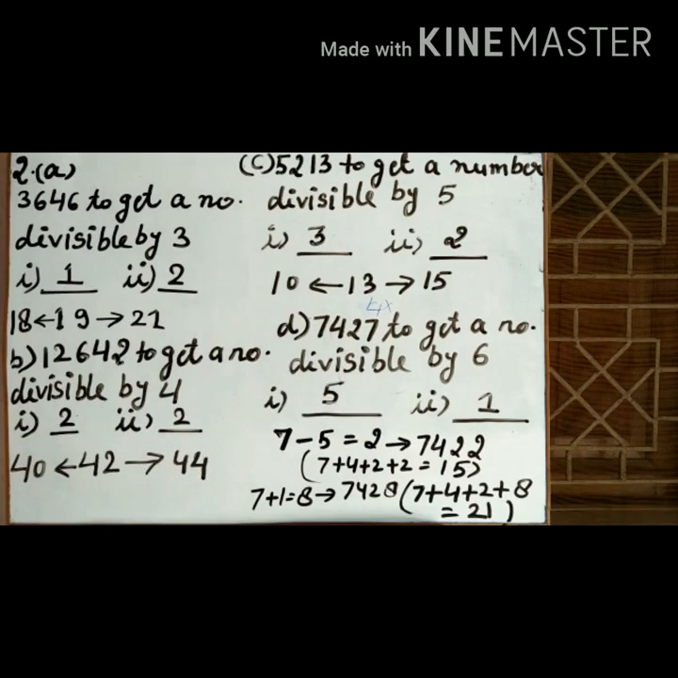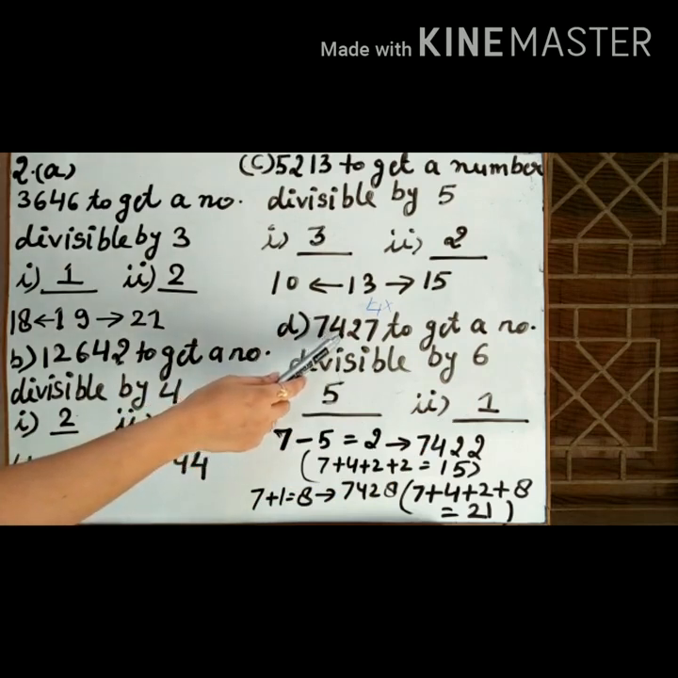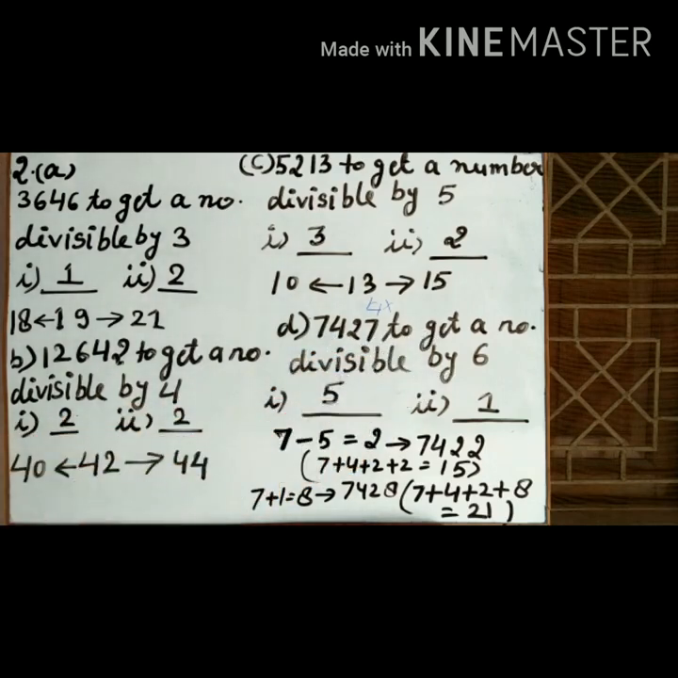Second one, what will we add to get a number divisible by 6? When we add 1 to 7, that is 8. Then the new number is 7428. It is divisible by 2. Now add the digits. When we add the digits, what do we get? That is 21. And 21 is divisible by 3. That's why we will write the 1. 1 is the smallest number which is added to this number to get a number divisible by 6.